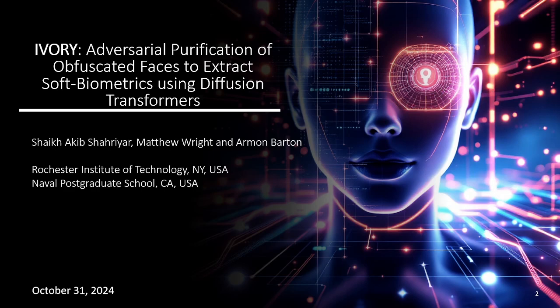My name is Shahriyar, and I'm a PhD student in the Computing and Information Sciences program at Rochester Institute of Technology. Today, I'll be presenting our recent work on a novel adversarial purification method called IVORY. IVORY leverages diffusion transformers to tackle the challenges of adversarial attacks on facial recognition models, particularly in extracting soft biometric features like gender, age, and ethnicity from obfuscated images.